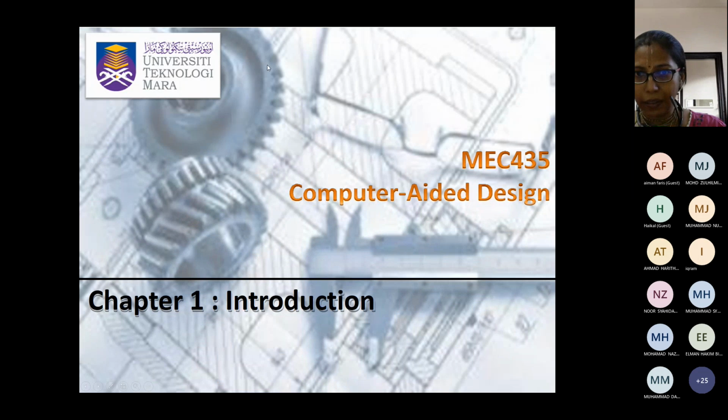So basically, it discusses the introduction to computer-aided design. All right, so your subject is computer-aided design. But here we will share with you the description of CAD, CAM, computer-aided manufacturing, as well as CAE, computer-aided engineering.